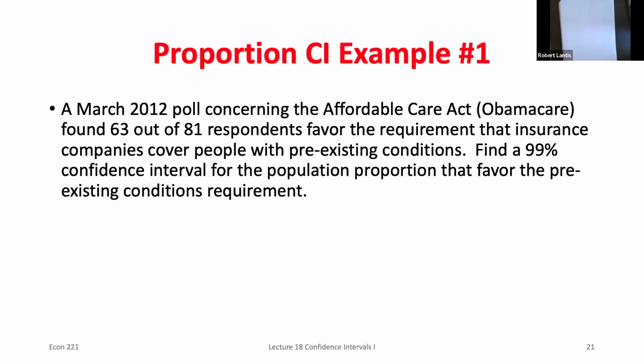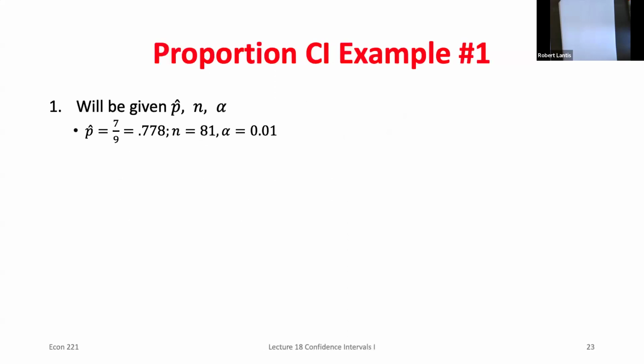63 out of 81 simplifies down to 7/9 or 0.778. My sample size was 81. If I wanted a 99% confidence interval, that means that there's 1% outside of my interval. In decimal form, my alpha is 0.01.